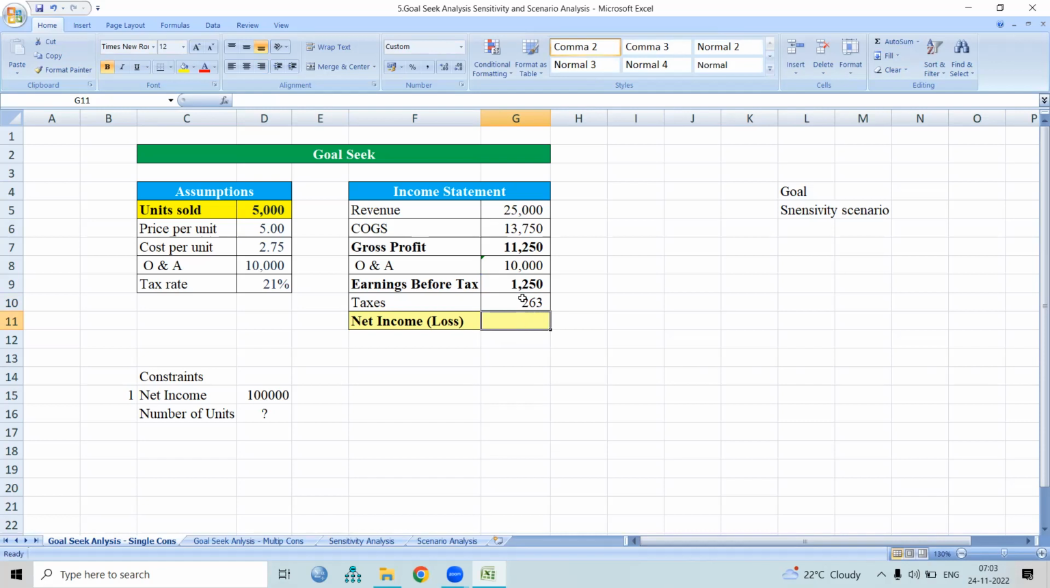Let's find out the net income now. How do you fix up the net income? Earnings before tax, G9, minus taxes. This basically gives us the net income value.